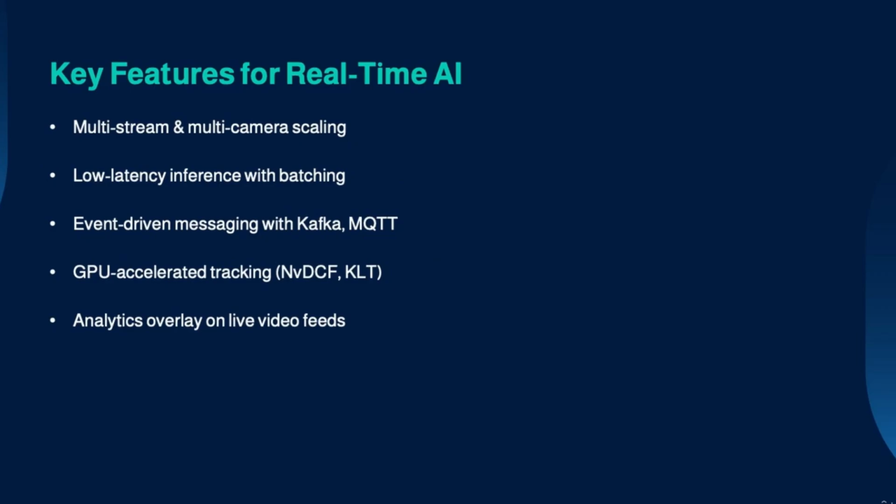DeepStream is built for scalability and speed. It can run AI inference on multiple streams simultaneously, batching frames to keep the GPU busy without adding noticeable latency. It supports event-driven messaging via Kafka and MQTT, enabling quick integration with enterprise workflows. For tracking, DeepStream includes GPU-accelerated algorithms like NvDCF and KLT to follow detected objects across frames. And you can overlay analytics directly on live video feeds, bounding boxes, labels, confidence scores, before sending the output.